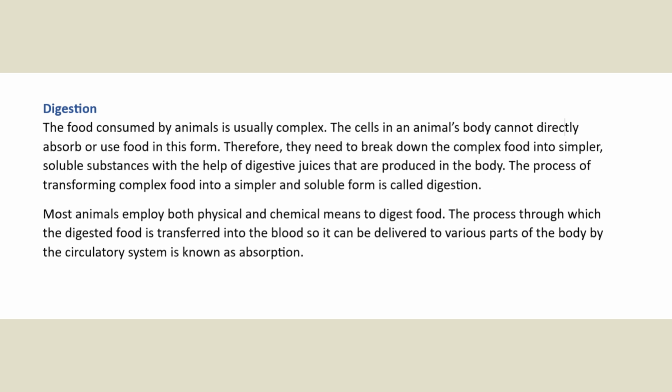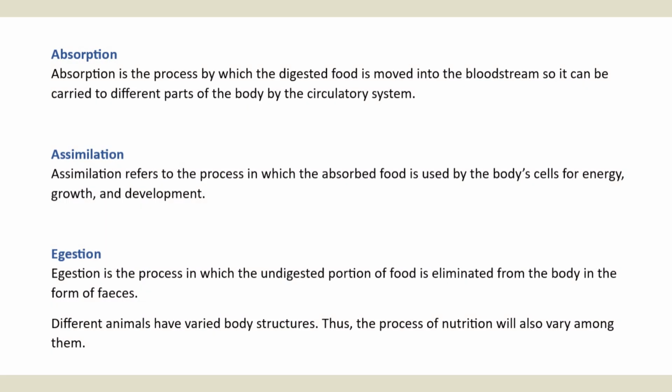The process through which the digested food is transferred into the blood so it can be delivered to various parts of the body by the circulatory system is known as absorption. Absorption. Absorption is the process by which the digested food is moved into the bloodstream so it can be carried to different parts of the body by the circulatory system. Assimilation. Assimilation refers to the process in which the absorbed food is used by the body's cells for energy, growth, and development. Egestion. Egestion is the process in which the undigested portion of food is eliminated from the body in the form of feces.